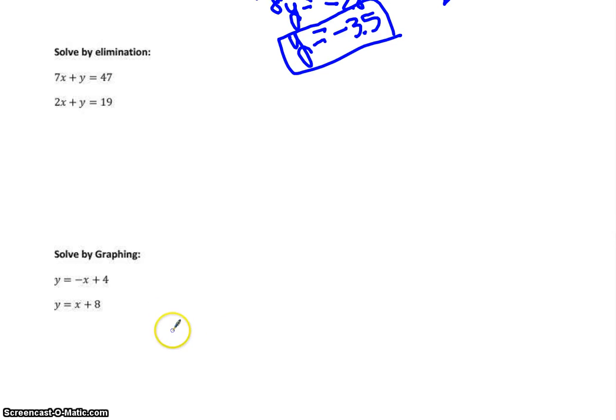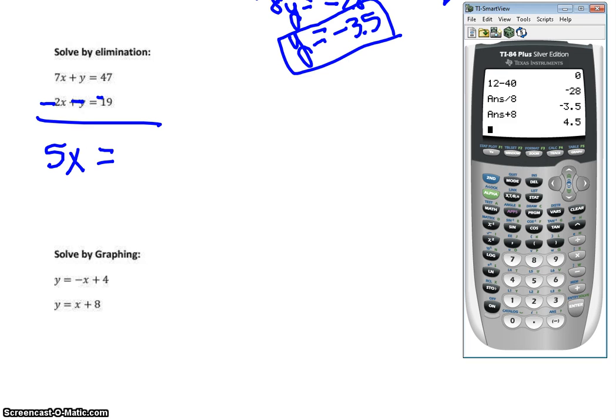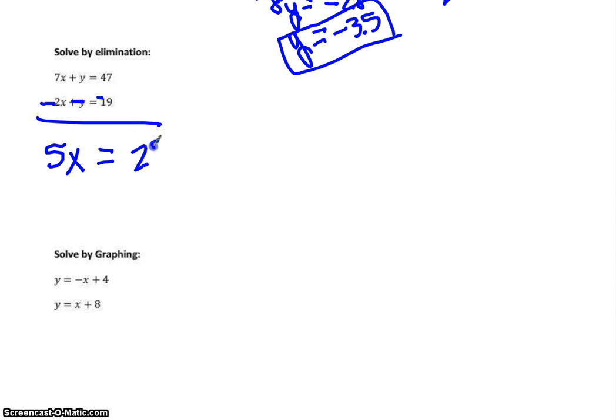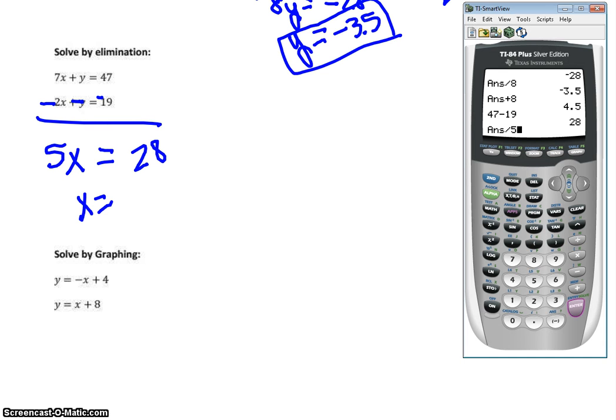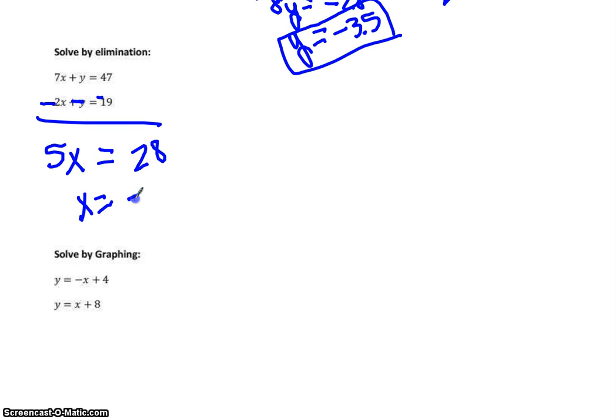Now we're going to solve by elimination. The y's have the same coefficient, but they are the same sign. So I'm going to go to the second one, and I'm going to change every single sign. So now I can draw a line and combine. 7 minus 2 is 5x. The y's are gone. Equals 47 minus 19. 47 minus 19 in your calculator is 28. Divide by 5 in your calculator and you get 5.6.